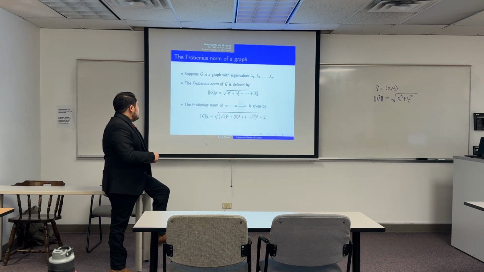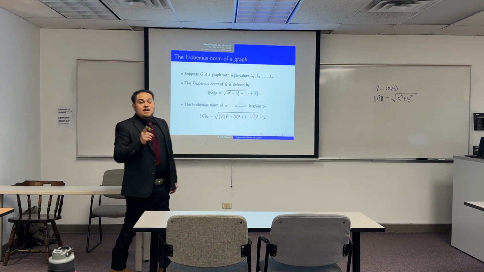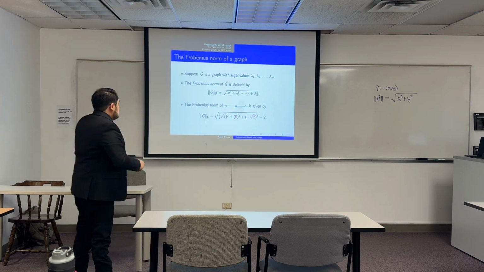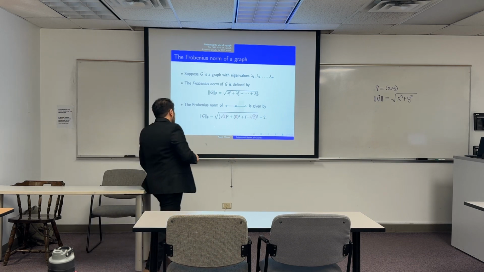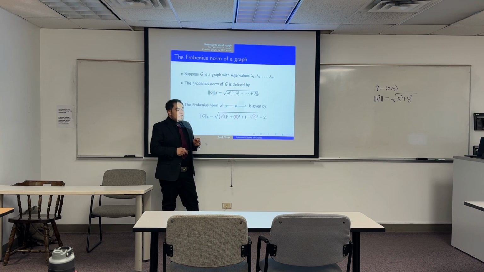Let's go back to our example. This was my example that we started off with. What were the eigenvalues? They were negative root 2, 0, and positive root 2. So what is the Frobenius norm? Well, it's the square root of 2 squared plus 0 squared plus negative square root of 2 squared. What do I get if I do that? Do the math, check me on this, you get 2.